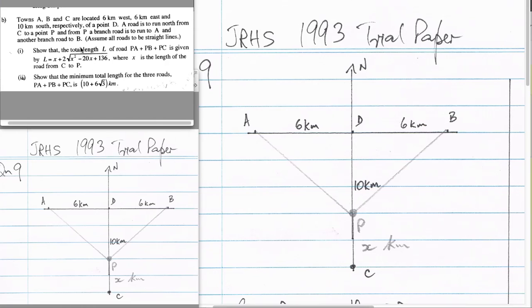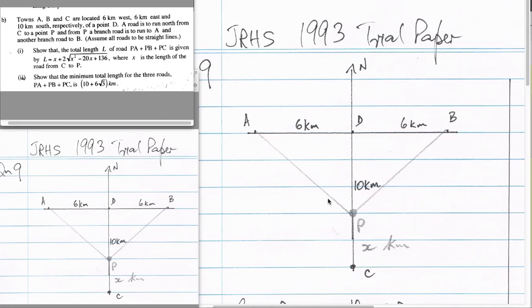So here's the information. The first thing we have to do is draw a diagram. I've got the diagram printed here twice, but down the bottom here I'll leave it on the screen. Just make sure you interpret the question carefully and correctly. So there it is. Show that the total length of the roads PA, so this diagonal, PB, this diagonal, and PC, this straight line, is given by that.